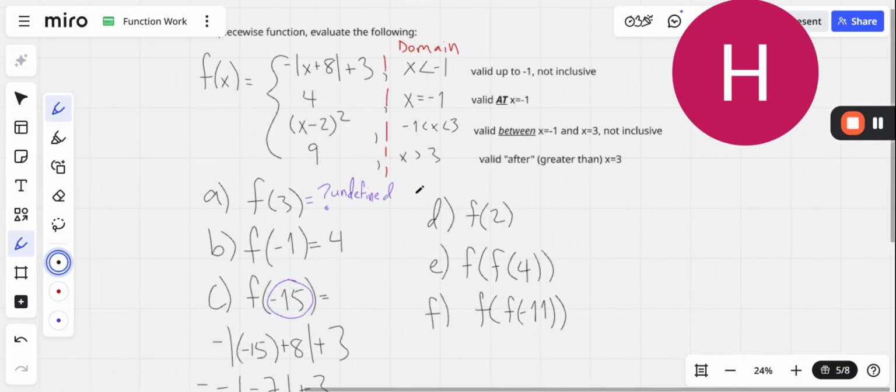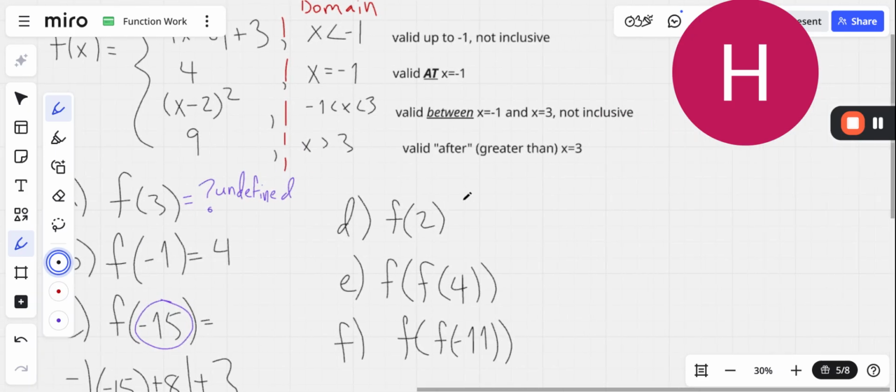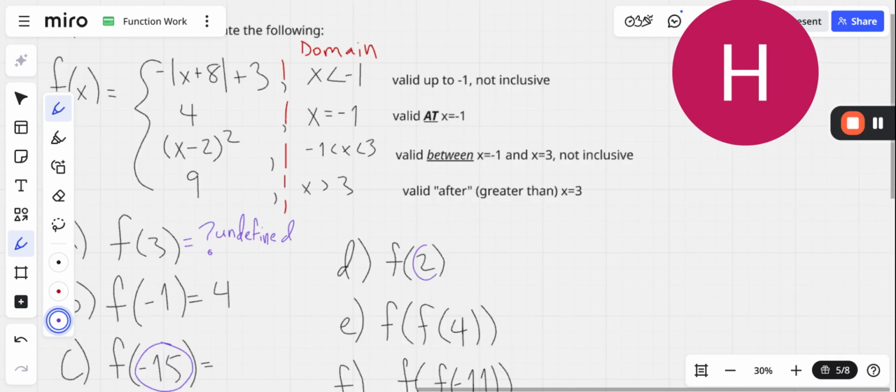Let's look at f of 2. The input is 2, so we look at our domains to see which piece we're going to use. 2 is not less than -1. 2 is not equal to -1. 2 is between -1 and 3, so we're going to use that piece to determine its function value. So let's plug that into the piece that says x minus 2 squared. We're plugging a 2 in for the x. And of course, 2 minus 2 is just 0, so 0 squared is 0. That's our function value at 2.